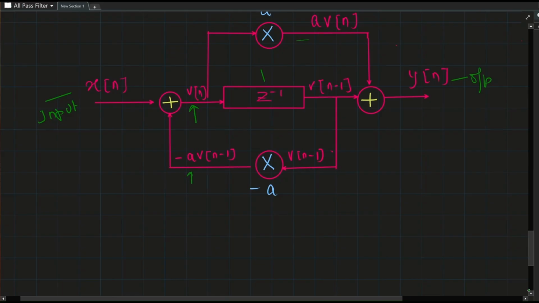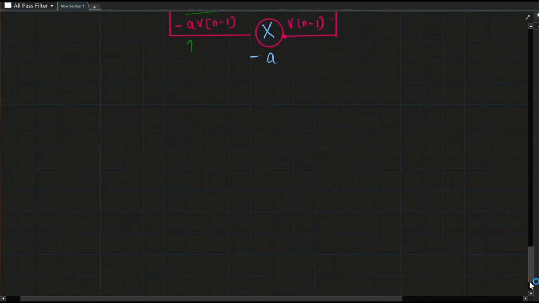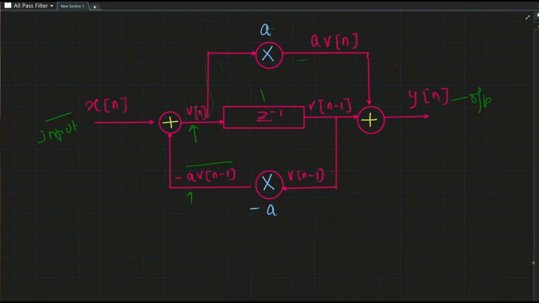So what we get here is minus a Vn minus 1, and then in this adder, the input xn gets added with this signal, and that produces Vn. This Vn travels up the chain in the feed forward path. It gets multiplied by a, so it becomes aVn. This aVn comes and gets added here with Vn minus 1, and that generates the output.